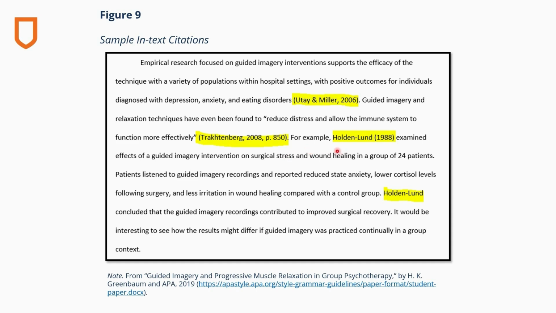For example, Holden Lund, 1988, examined. You'll notice that the author Holden Lund is mentioned later on without a year, and this is because this passage uses the long paraphrase guideline that I mentioned. Also notice that there is only one quote in the paragraph, and you might consider it a good rule of thumb to include no more than one quote per paragraph when using APA style. Only use a quote if strictly necessary.